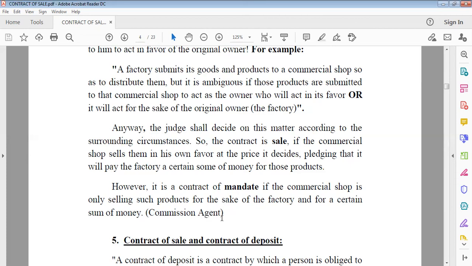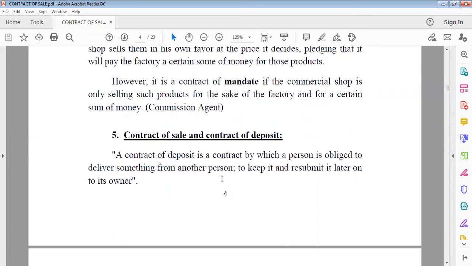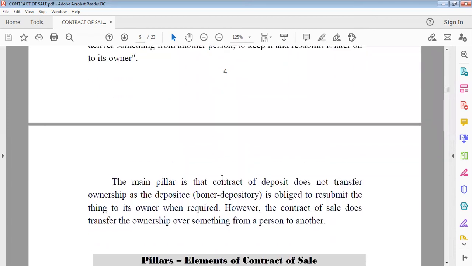The commission agent. Okay, so this means that this matter, which represents a little bit of a difficult matter, the answer depends on the circumstances which surrounded the contracting process. So the judge can decide whether it is a contract of sale or even a contract of mandate.